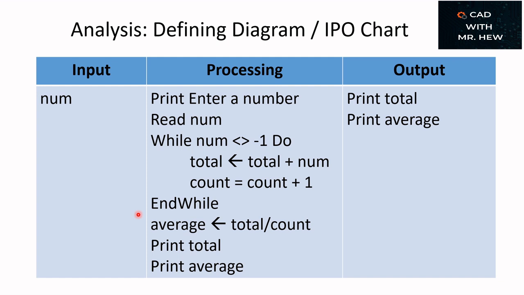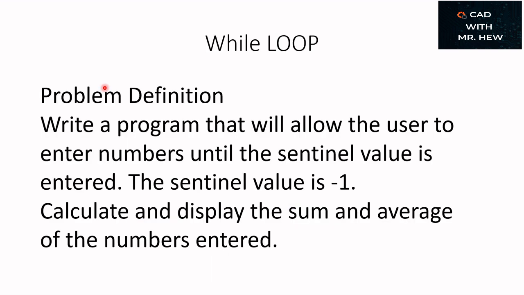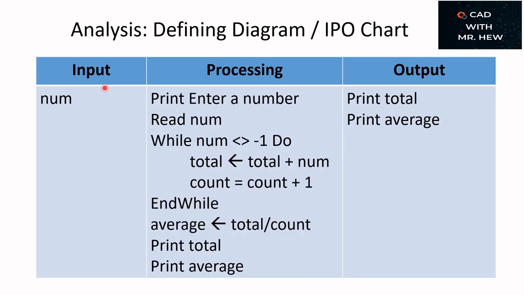All right, so what we're going to do now, we're going to break down the problem with the use of a defining diagram or the IPO chart. The IPO means input processing output chart. So from our problem definition, we move to our IPO chart. So the input will be our variable num, which represents a number.